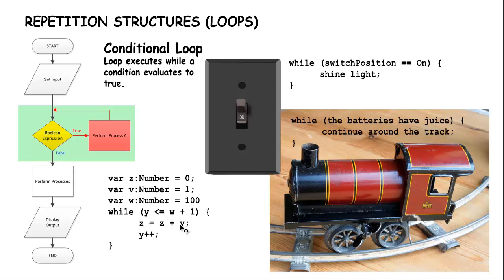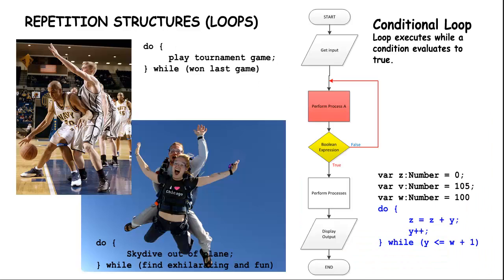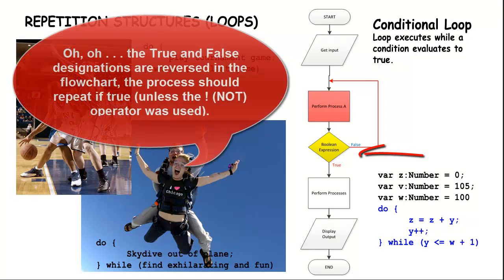There are times, however, when we want the execution to happen at least once. And so we have a slightly different structure to make that happen. This is another type of conditional loop, and in ActionScript we call this a DoWhile loop. In a DoWhile loop, the process executes once and then the condition is tested. So even if the condition initially evaluated to false, the execution of the code block in that loop would happen at least once.